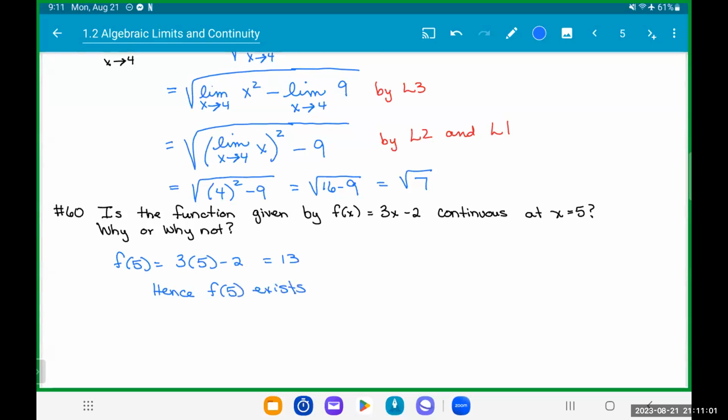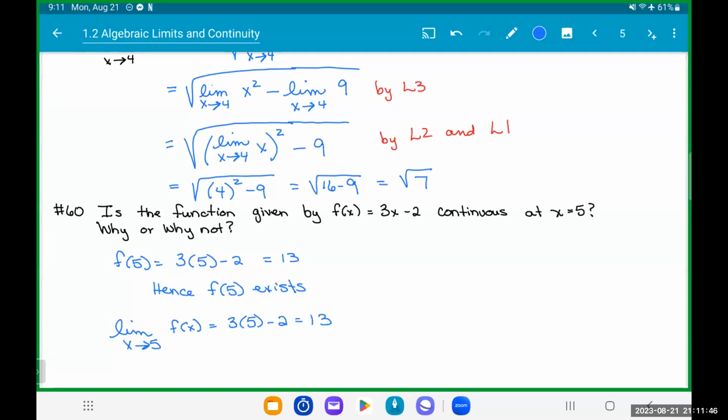Because we had that whole checklist of things that we have to make sure are true. Next we want to find the limit as x approaches 5. It follows from the theorem on limits of rational functions that we can find the limit by substitution. So we're going to find the limit as x approaches 5 of f of x, and that equals 3 times 5 minus 2, which is 13.